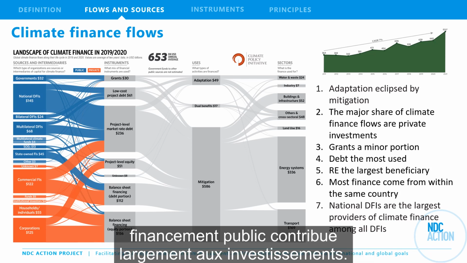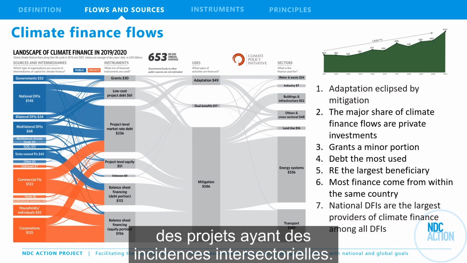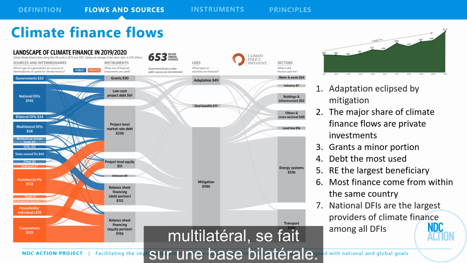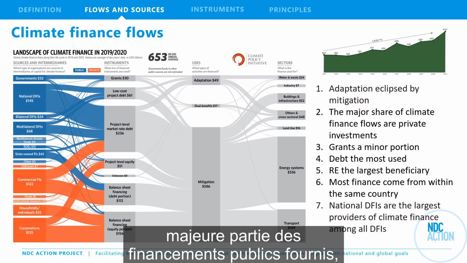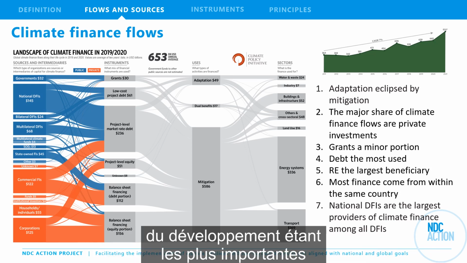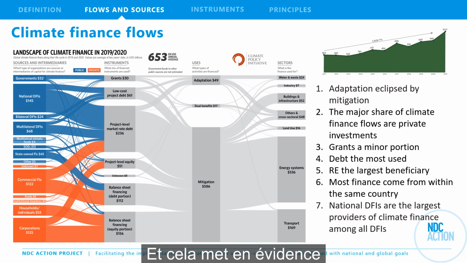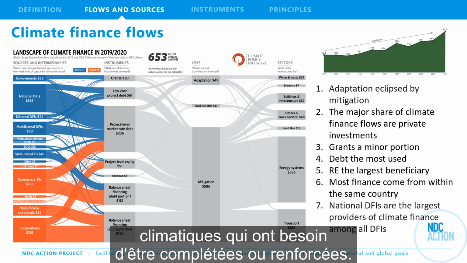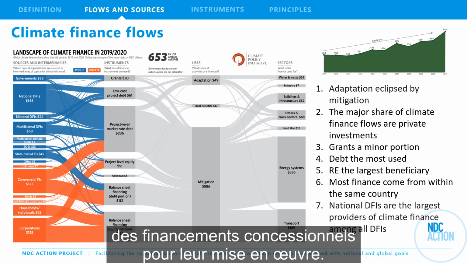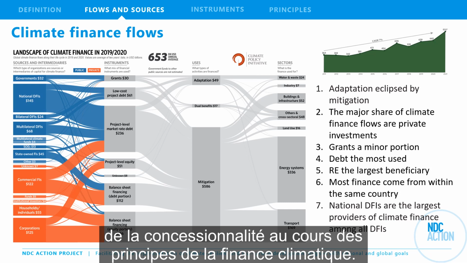We can also see that public funding is a large contributor to investments in energy efficiency, land use, and also the projects with cross-sectoral impacts. And here, domestic, bilateral, and multilateral development finance institutions account for most of the public finance provided, with especially national development finance institutions being the largest providers of climate financing amongst all the development finance institutions. And this highlights the importance of involving the national development banks when considering financing climate interventions that are in need of additional or more concessional finance for their implementation. We'll come back to these aspects of concessionality during the principles of climate finance.